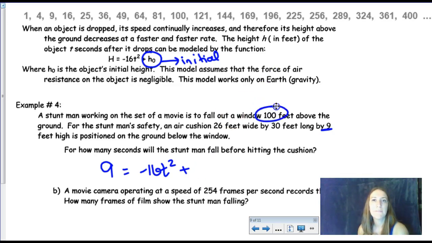So for us, if the window's 100 feet up in the air, you're going to subtract 100, divide by -16. It's real life, so the decimal is appropriate, a decimal answer. And we're going to talk about the fact that plus and minus won't make sense here.